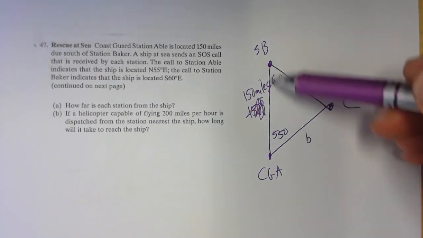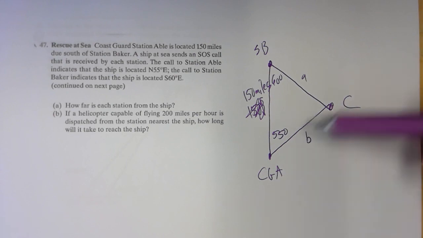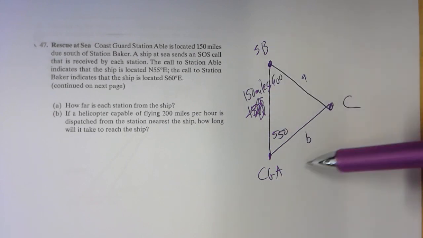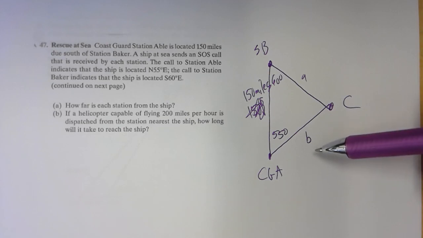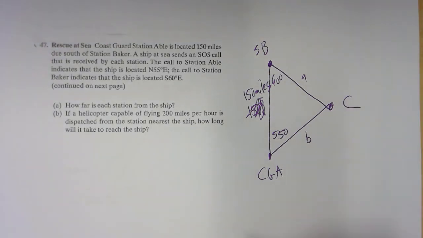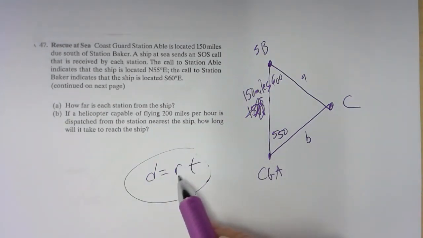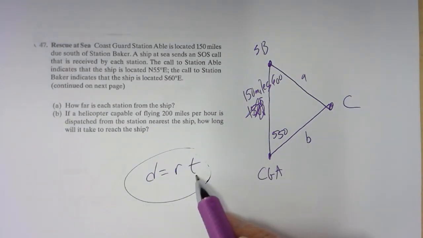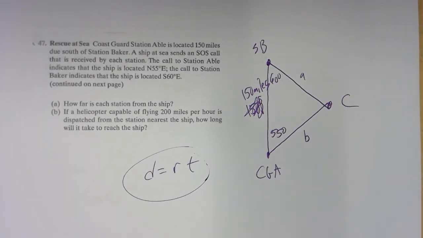Okay, so it's 150 miles there. It makes a 55-degree angle this way. So we automatically know what this is. Using the sine ratios, we can find that. These two distances are about the same. So if you go 200 miles per hour, distance is equal to rate times time. So we know the rate and we know the distance. You would divide and you can get the time it would take a helicopter to go out there and rescue the ship. So try that one, and you should be good on this section.